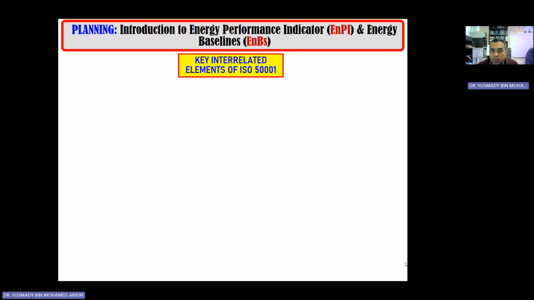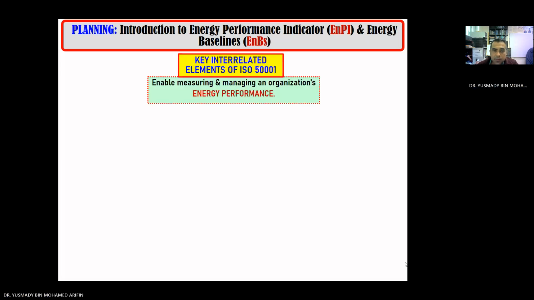Okay, so energy performance indicator, ENPI, and also energy baseline, ENBS, actually are the key interrelated element of ISO 50001. So the ISO will use this parameter to check the performance of the energy consumption under the ISO 50001. Okay, so this parameter enable measuring and also managing an organization's energy performance.